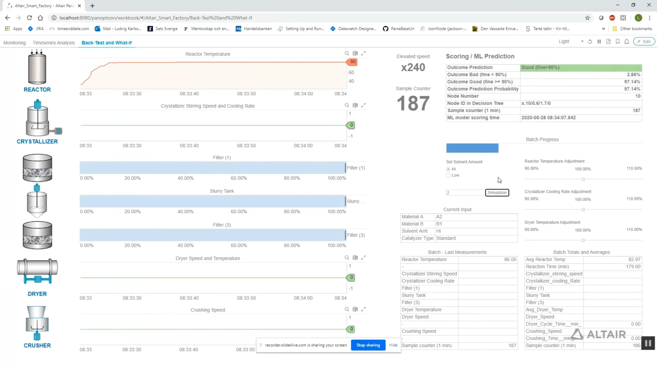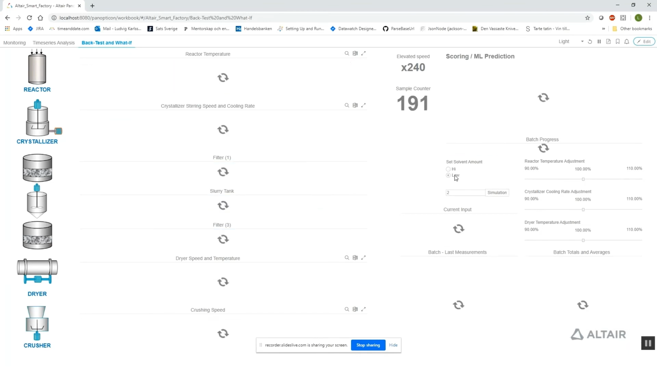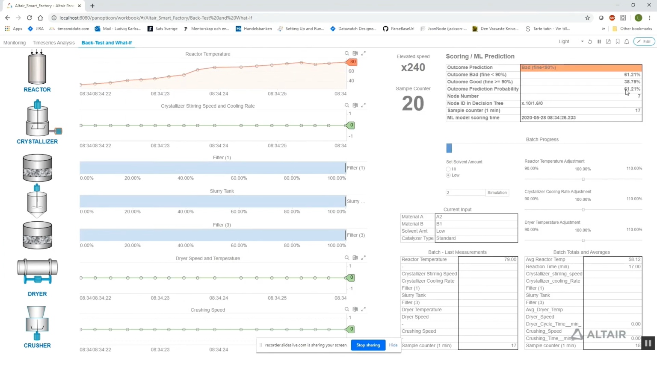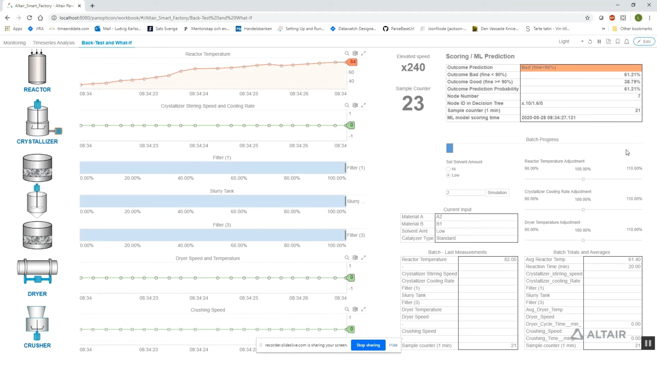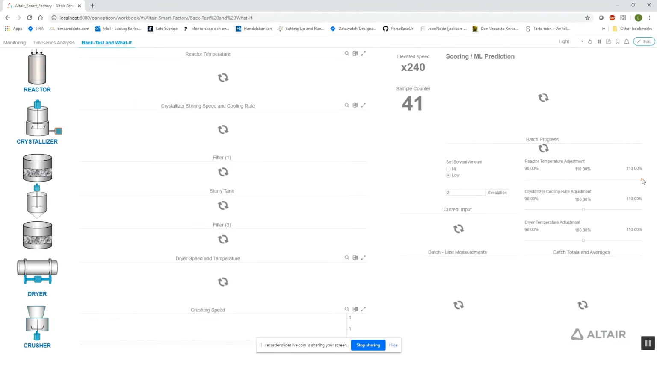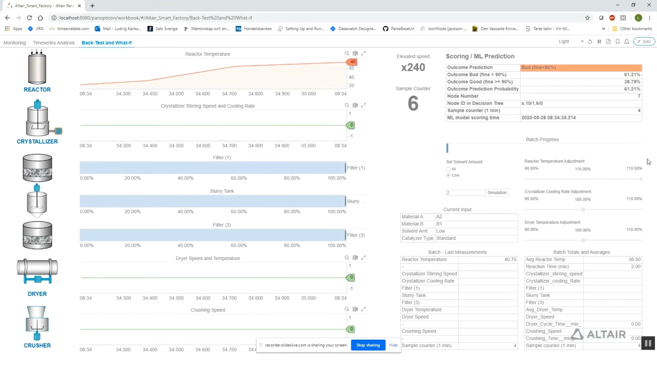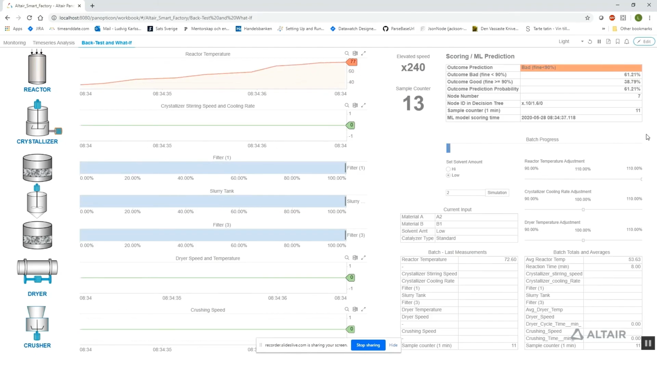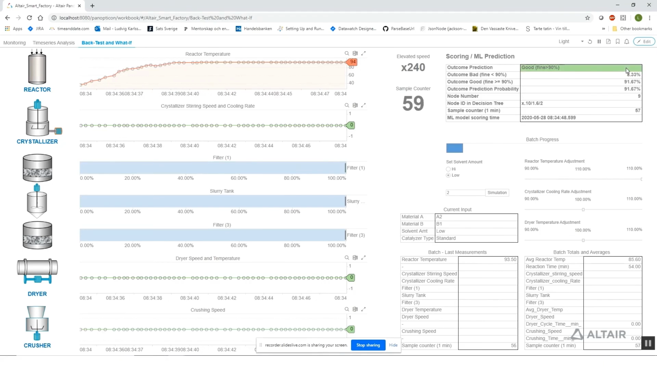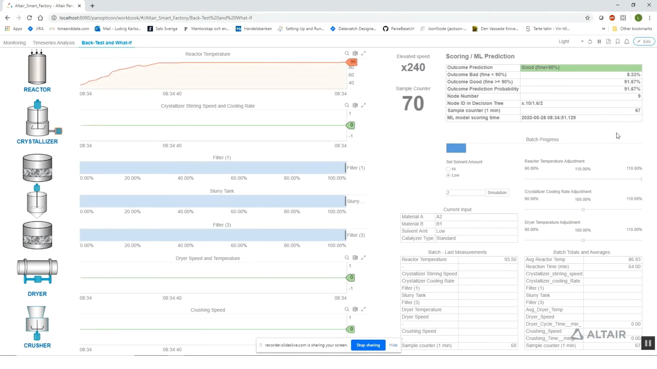On the other hand, if we set solvent amount to low, we can see that the outcome is predicted to be bad with a probability of 61%. If we try and counteract that by boosting reactor temperature to 110%, we can see that the outcome prediction changes from bad to good shortly after 50 process minutes. Still, the probability of this good outcome is lower than what we saw with the default values previously.